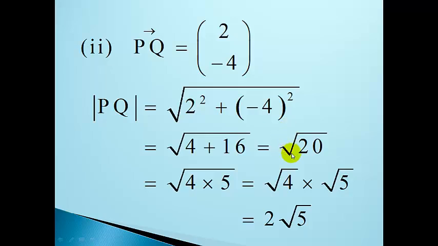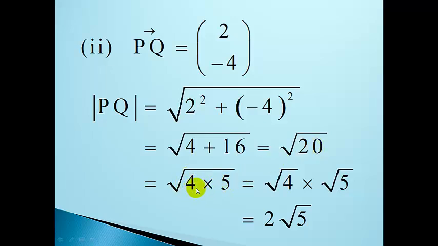Now if you want to simplify this surd, normally what we do is that we search for two factors in such a way that one is a perfect square. We search for two numbers that, when we multiply, you get 20 in such a way that one is a perfect square. So 20 can be expressed as 4 times 5.